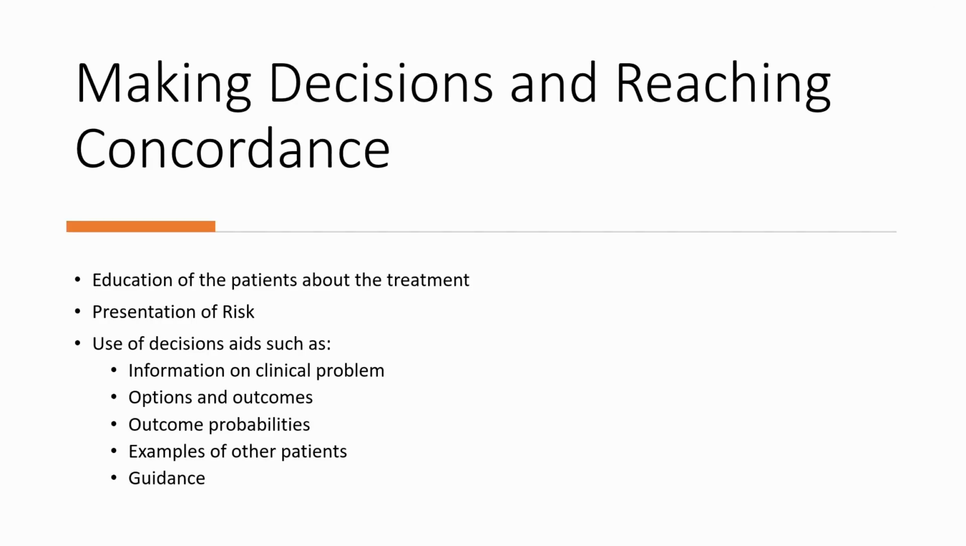So when making decisions and reaching concordance, first you have to educate the patients about the treatment. You have to present risk correctly, and you have to use decision aids like information about the clinical problem, explain the disease, options and outcomes, outcome probabilities, example of other patients, and guidance.